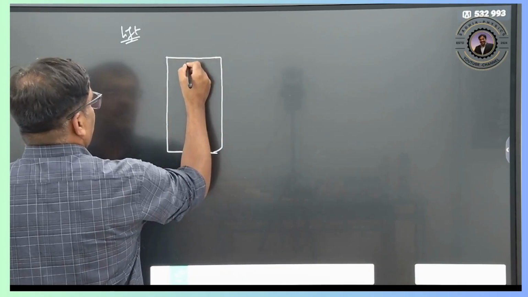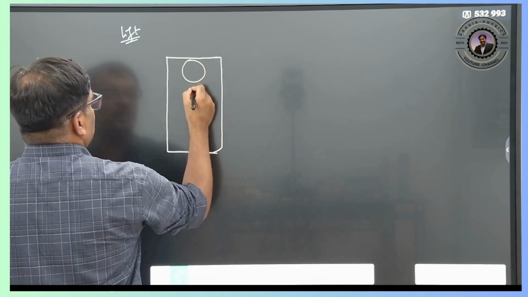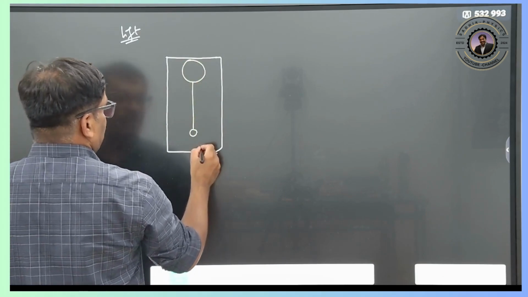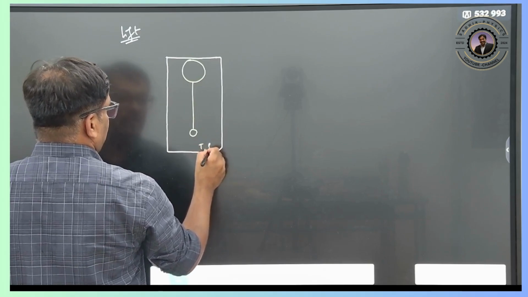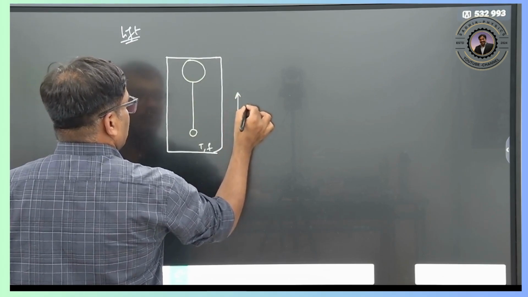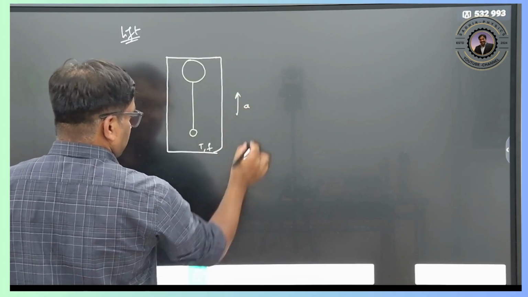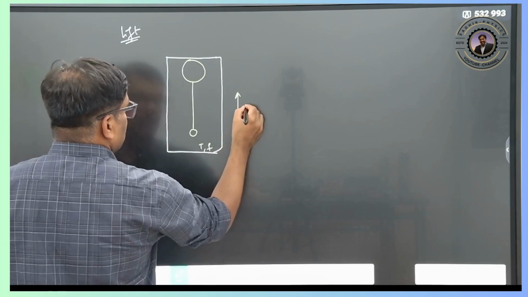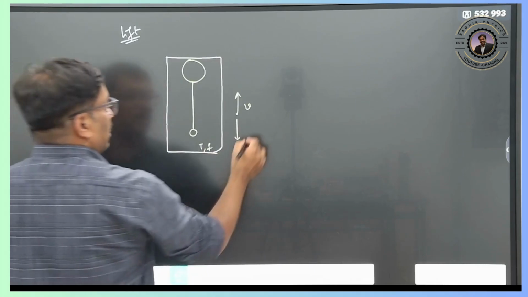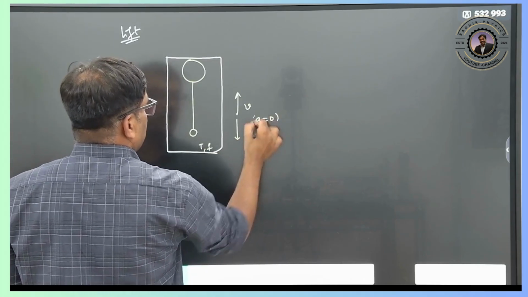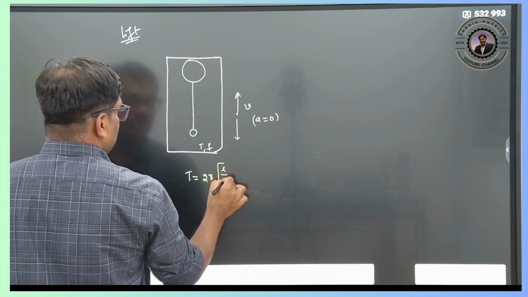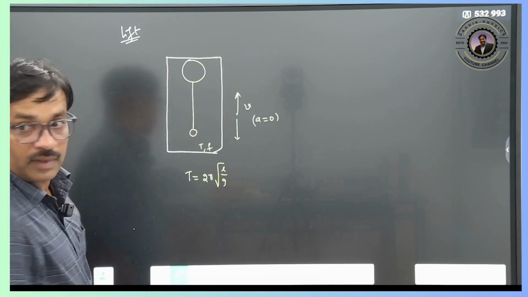There is one pendulum clock here, and there is one pendulum in it. Now it has time period T and frequency f. Suppose this lift is going upward with a constant speed, or going down with a constant speed. So acceleration is 0. Acceleration is 0 means time period is equal to 2 pi into square root of L by g. There is no change in this.